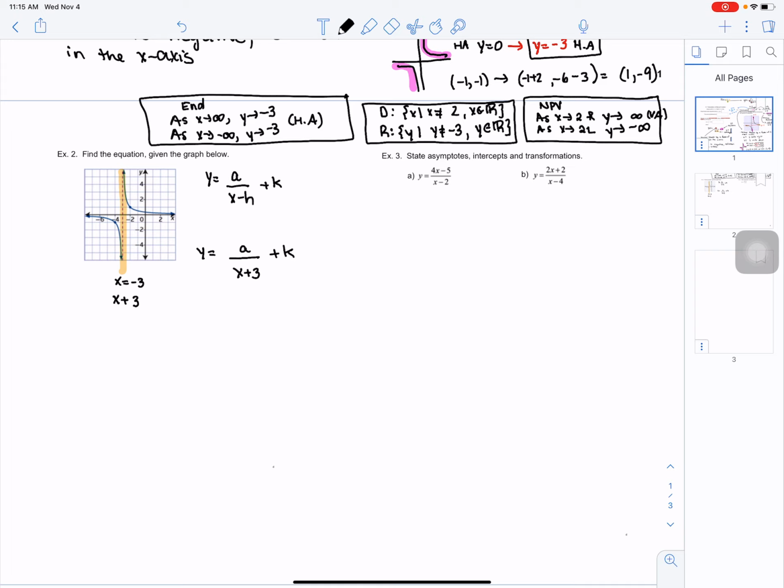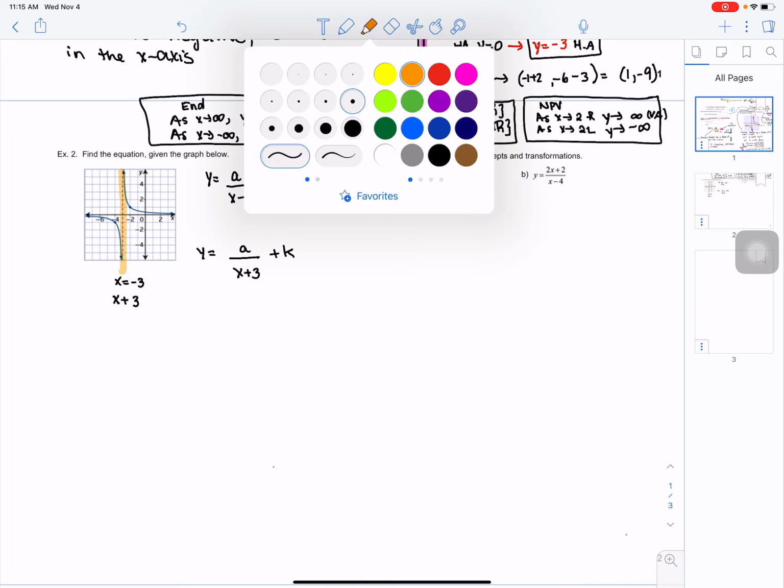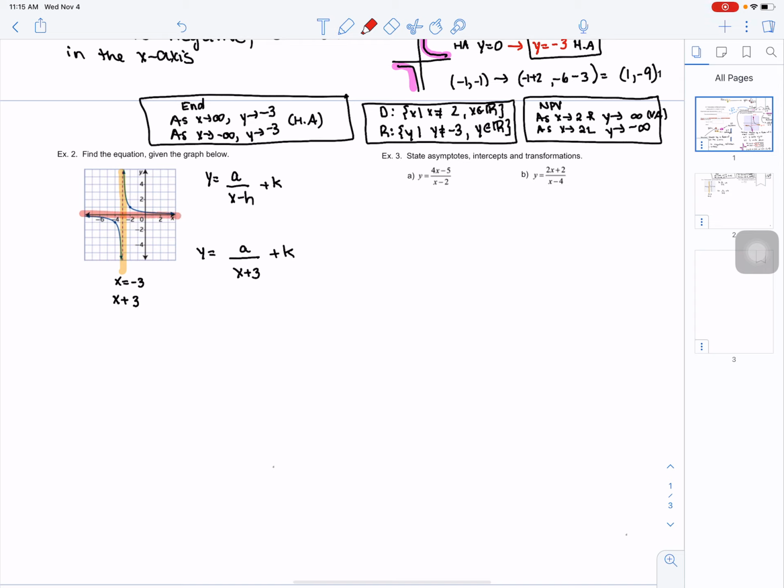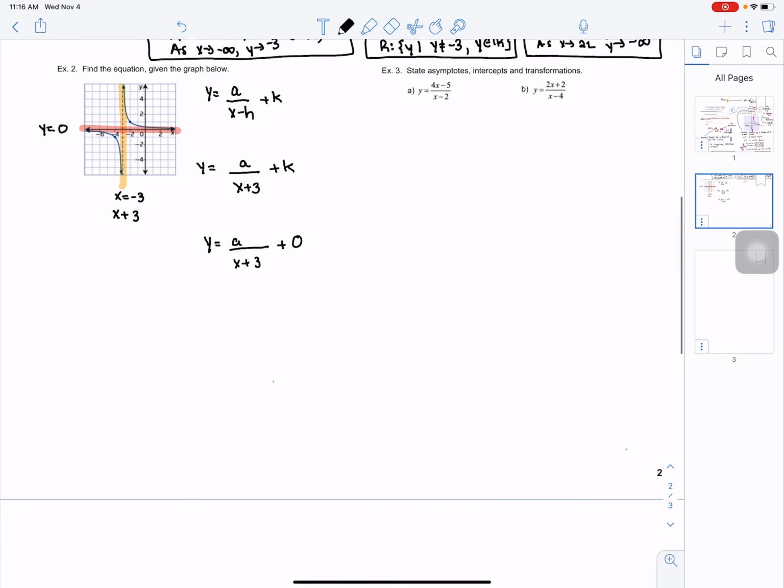And then my vertical, not my vertical, I keep saying the wrong words today. My horizontal asymptote is at y equals 0. So that would be my k value over here. So y equals a over x plus 3, my k is plus 0. That's my horizontal asymptote. And then I just literally need to take a point like we've done in the polynomials unit and solve for the a value.